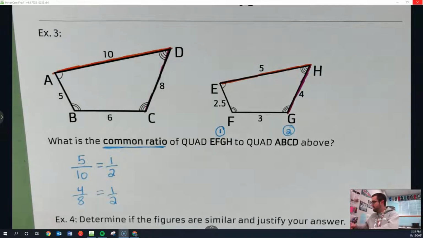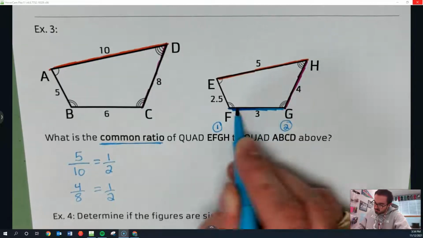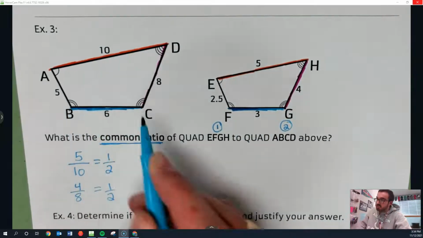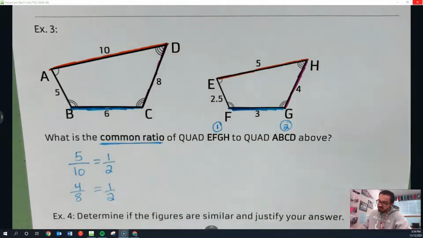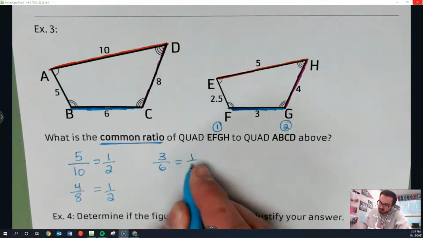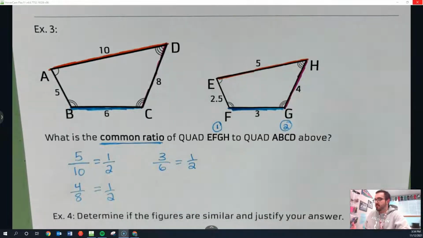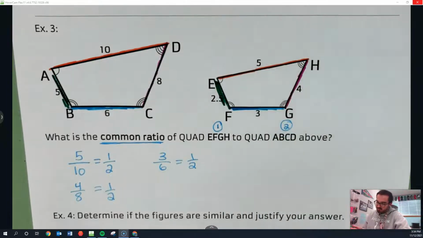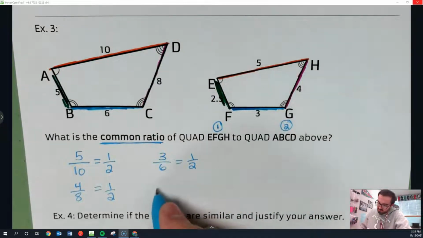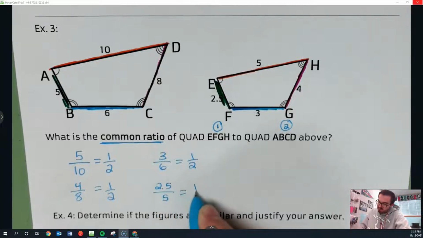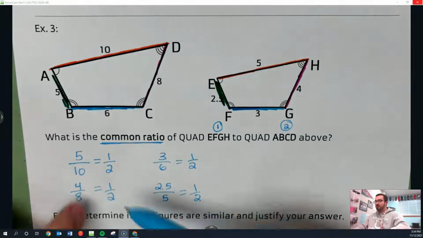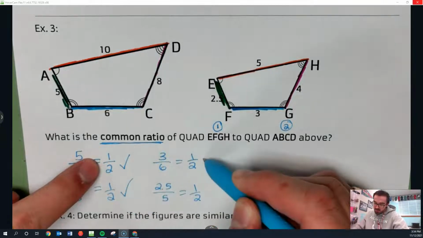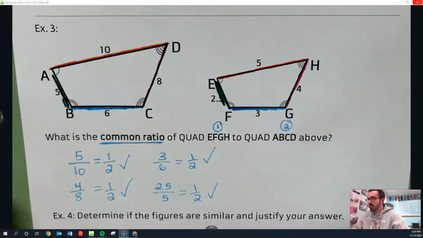What about a different one? How about 3 and 6? Okay, 3 and 6 would also reduce to 1 over 2. So we have 3 of them that are reducing to the same thing. Let's try one more. What about 5 and 2.5? Remember, EFGH needs to come first, so it's going to be 2.5 right here over 5, which again would reduce to 1 over 2. So it appears that we have a common ratio. All of our ratios reduce to the same amount.